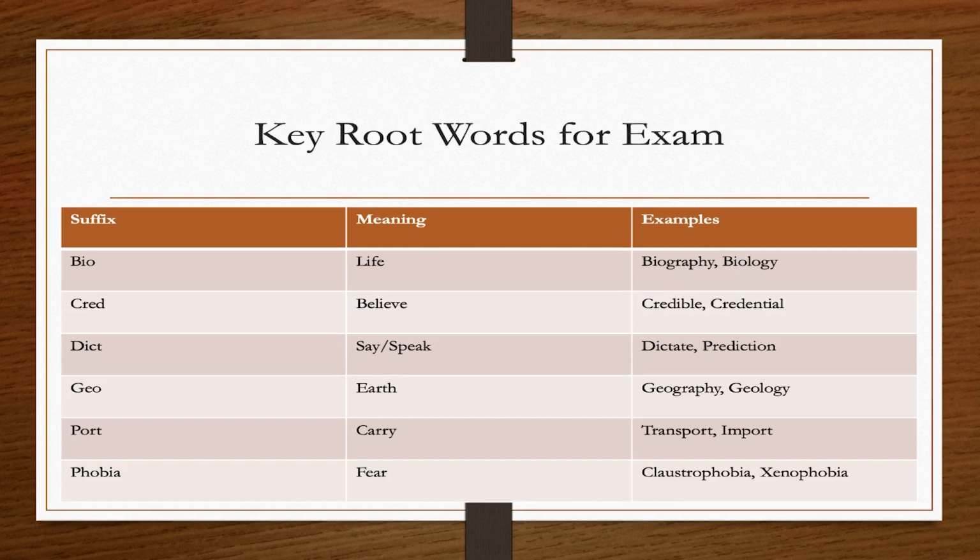now some of the key root words for exam, some of the examples for your examination. For example, bio meaning life, biography, biology. Okay, now biography basically is a life story of some person. Okay, biology is the study of life, a study of living organisms.